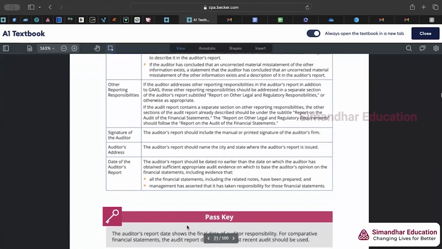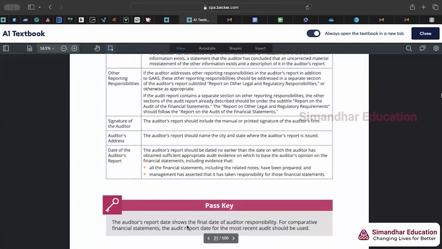When do you date the report? The auditor's report is to be dated the day when they finish their entire procedures, they have drawn their conclusions, and they are issuing their opinion. All financial statements are prepared and management has taken their responsibility. This is the final date of the auditor's responsibility. Any changes after this are not the auditor's responsibility.